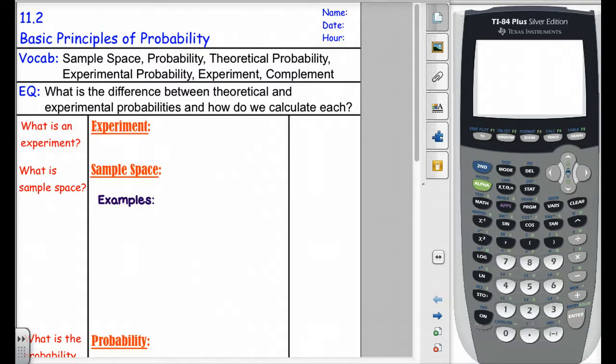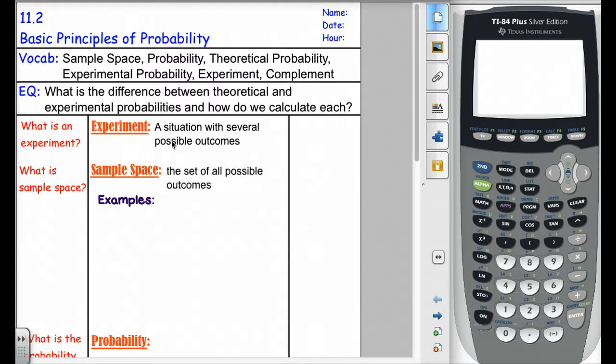Now what we're going to do today is take our knowledge of factorials, fundamental counting principle, permutations and combinations, and apply them to our basic principles of probability. The first thing we need to understand is related to probability: what an experiment is. An experiment is a situation that just has several possible outcomes. That creates a sample space, which is that set or list of all possible outcomes.